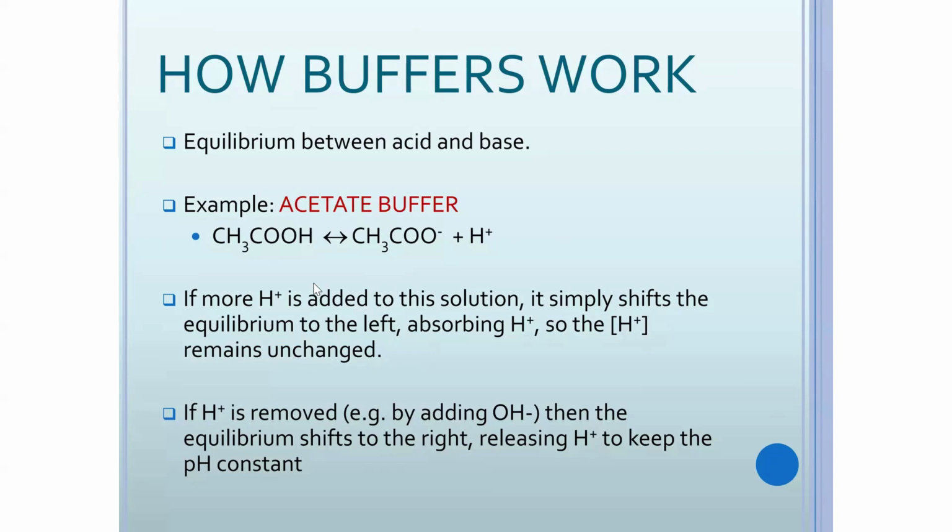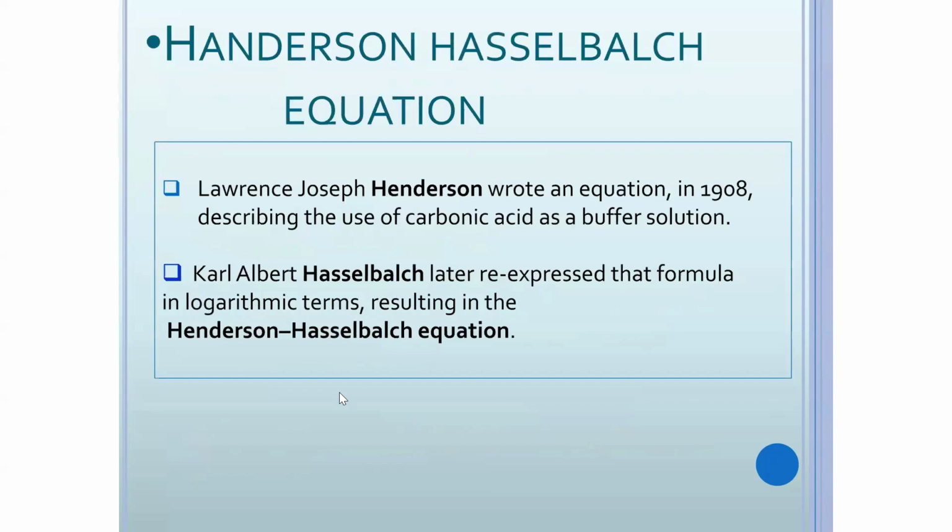So whenever there is an increase or decrease in pH, or a decrease or increase in hydrogen ion concentration, the equilibrium will shift to an appropriate position so that the hydrogen ion concentration will be balanced and the pH of the solution will remain constant. And that is how buffer systems work.